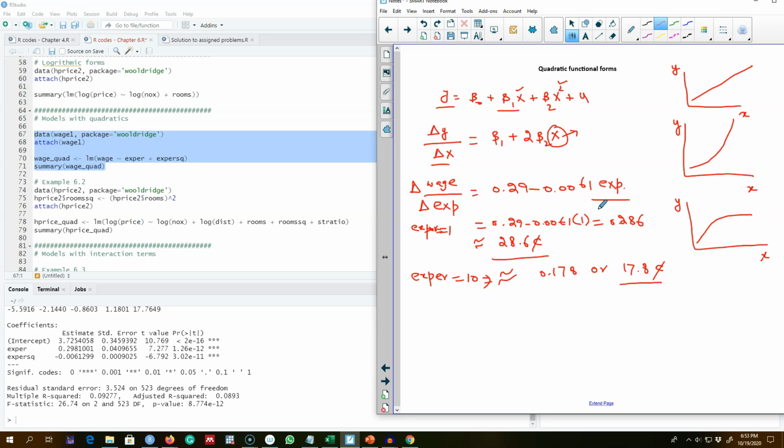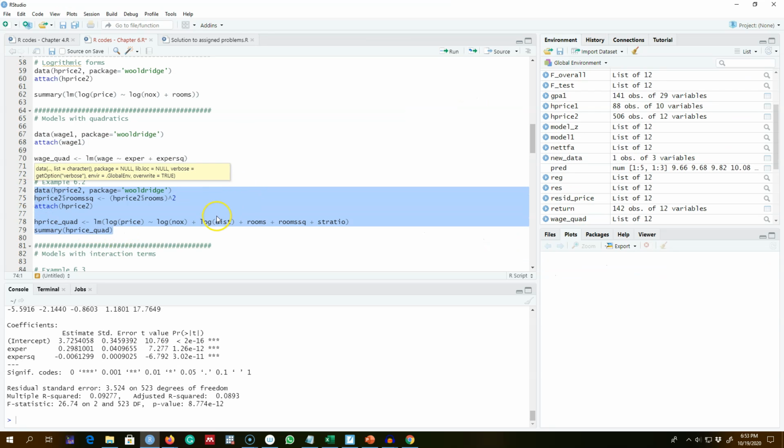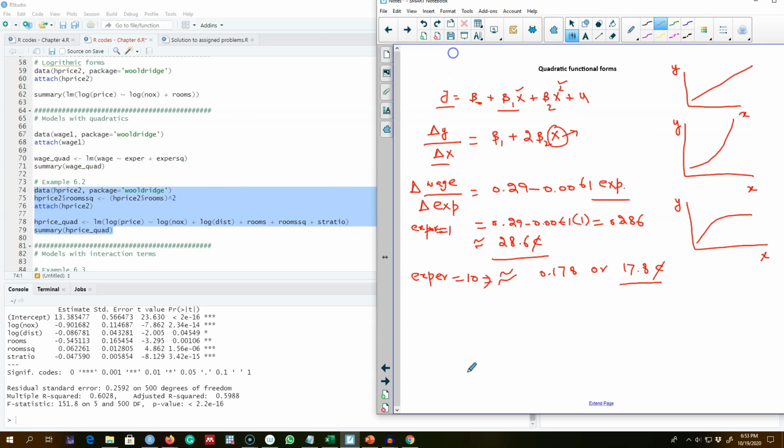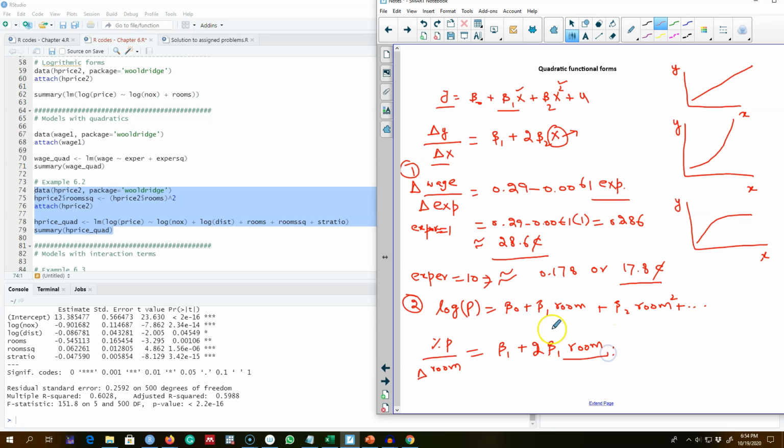In the second example, I'm going to show you price as a function of rooms and rooms squared. So my equation is, I'm interested in log of price equals beta 0 plus beta 1 rooms plus beta 2 rooms squared plus some other factors. So we can see that the percent change in price due to a 1 unit change in rooms depends on the number of rooms already in the house. So we can plug in different values, and I'm going to plug in 5 rooms here and get about 7.5%.